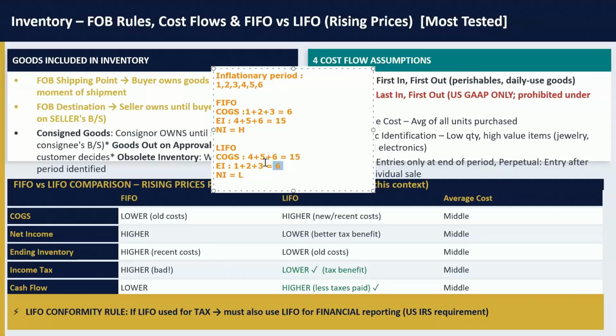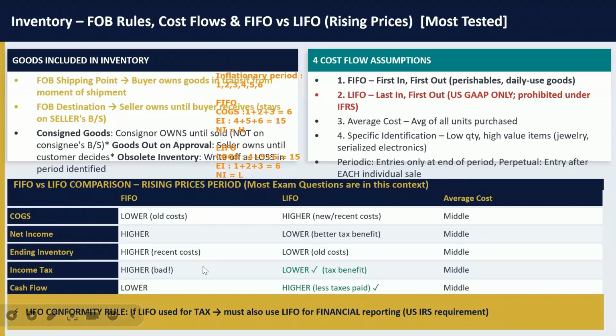And income tax. Income tax is directly associated with your net income. If you have high net income, you should pay more taxes. So tax is higher in FIFO. Tax will be lower in LIFO. Then what about the cash flows? Cash flows will be lower under FIFO and higher under LIFO.